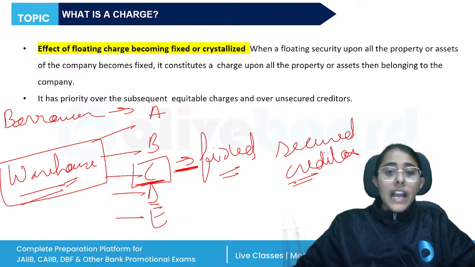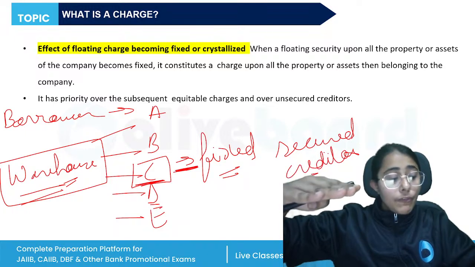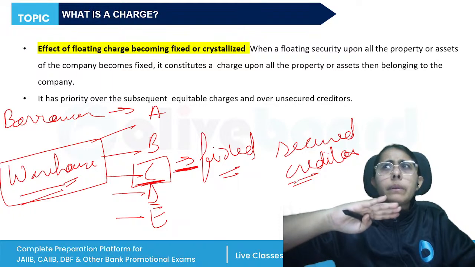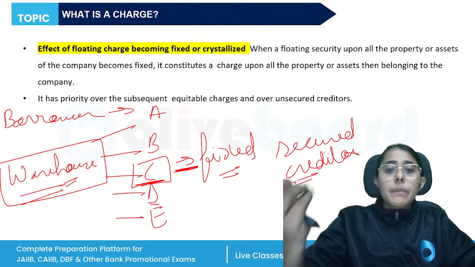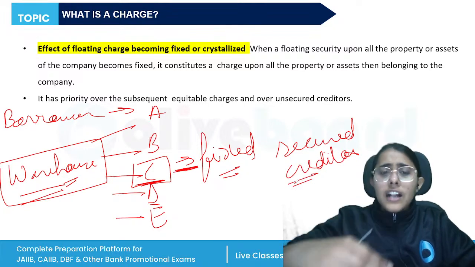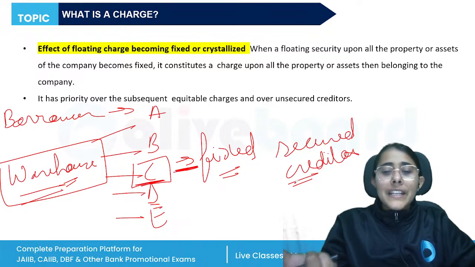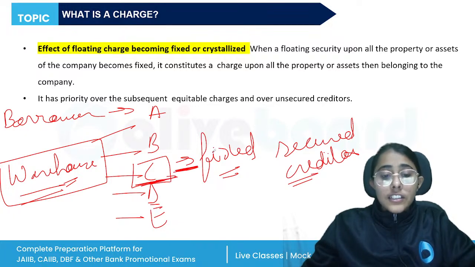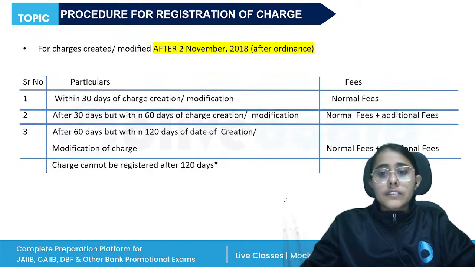When we study the SARFAESI Act, we will see the sequence. There are 8 to 9 points. The first, the secured creditor will be paid from the amount that is generated from the market. Then the payment will be made to the officers that undertook the securitization. Payments will be made to the employees of the company. Then any charges will be paid. And then on the 7th or 8th or 9th number, the payment will be made to the unsecured creditor, right? So whenever a fixed charge is created or a charge is registered, this creditor will become the secured creditor and they will get priority over all the other subsequent equitable charges or over the unsecured creditors.